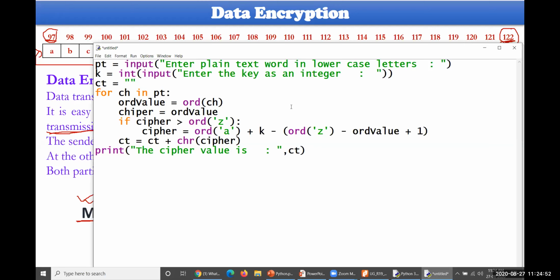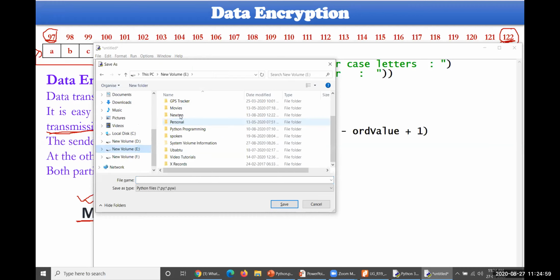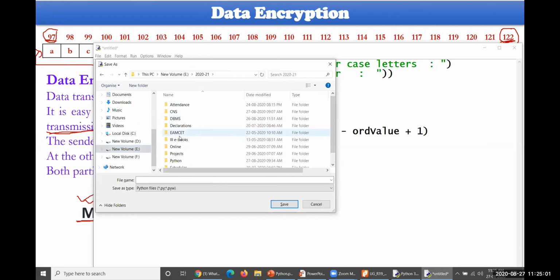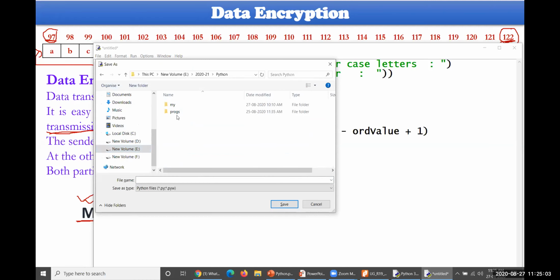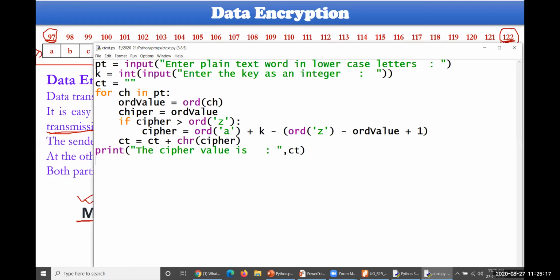Let me save this one for a while. So this is called encryption. Let me save it in the same area where we have been saving. Cipher text, otherwise C text, simply CTEXT dot py. Let me save this one with this name. Then run this program for you.